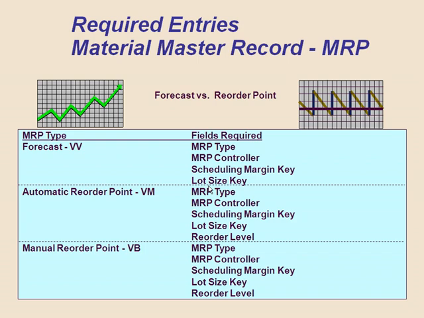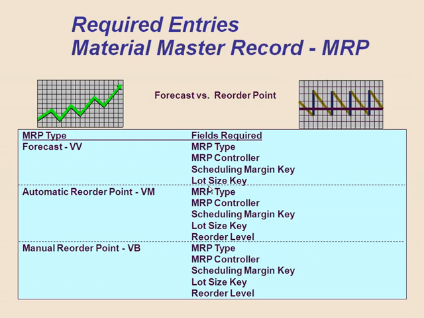Lot size is nothing but, simply remember, the quantity of material to be procured with reference to an order. That is called lot size. Okay, so all these 4 fields are required from the material MRP perspective: MRP type, MRP controller, SMK (schedule margin key) and lot size. These are 4 mandatory keys for the forecast based or stochastic planning.